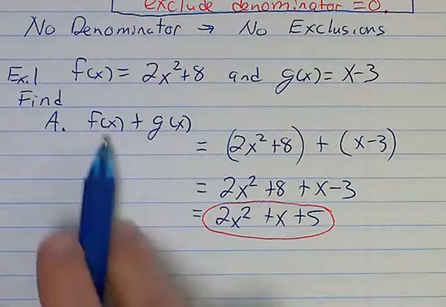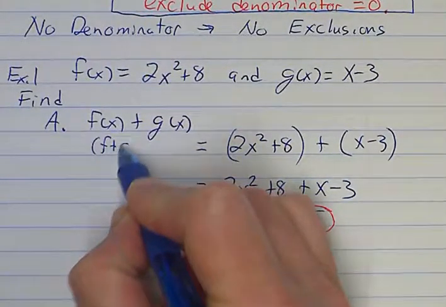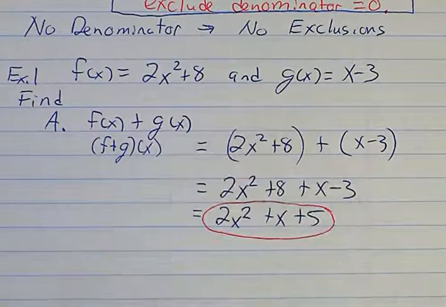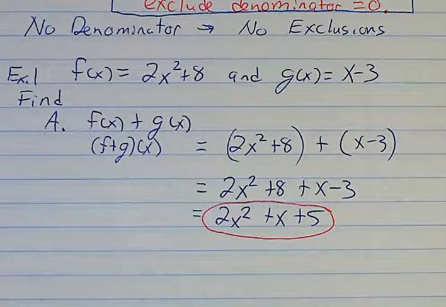And again, sometimes they give it to you like this. Sometimes they may give it to you like this. But either way you go, it's still the same thing. You're going to take the first function, add it to the second function.